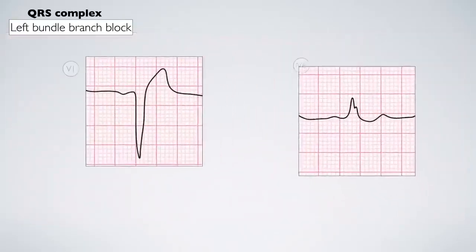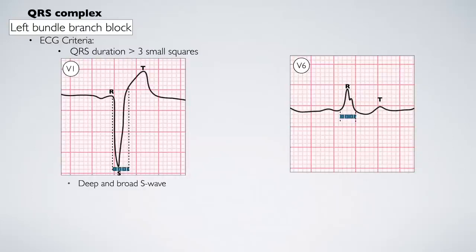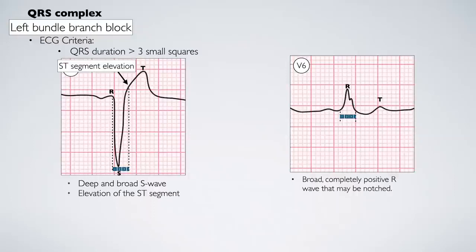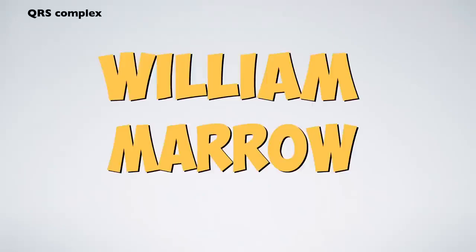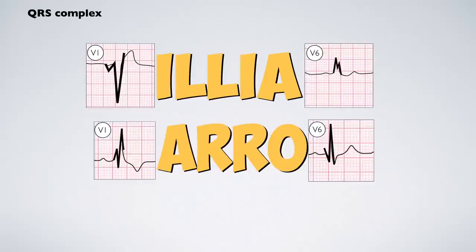In left bundle branch block, the QRS complexes are prolonged, meaning that they are equal to or greater than 3 small squares in duration. There must be a deep, broad S wave in V1 with elevation of the ST segment. In lead V6, there will be a completely broad, positive R wave that may be notched, and depression of the ST segment should be present. The mnemonic William Marrow can be used to remember the shapes of V1 and V6 in both left bundle branch block and right bundle branch block.